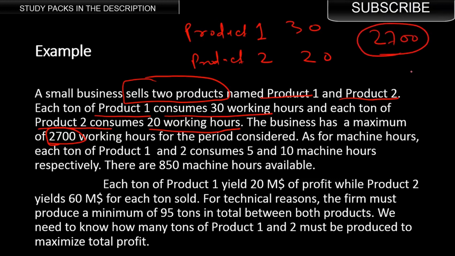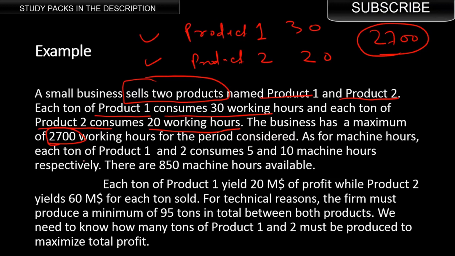So that's the maximum the factory can spend in order to produce product 1 and product 2. So that's one constraint already given to us, right? A constraint is nothing but a limitation or a cap on something. Okay, so working hours for a period considered.